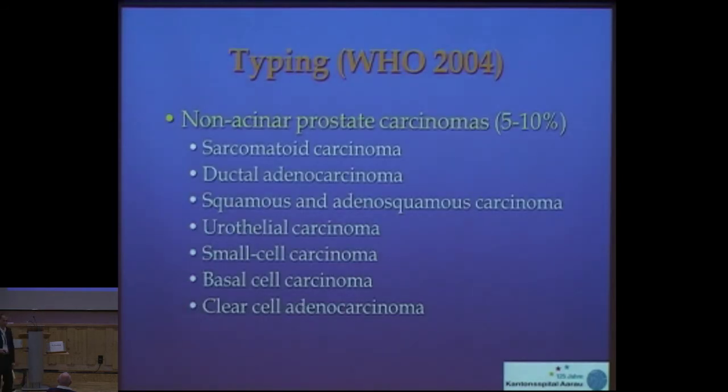So we also know non-acinar adenocarcinomas that occur in 5 to 10%. Which is pretty low, but still it's there. And we see the mixed tumors, the sarcomatoid carcinomas, the ductal adenocarcinomas, which you are pretty familiar with. We have also squamous and mixed adenosquamous carcinomas, of course infiltrating or primary urothelial carcinomas, also the rare small cell and basal cell carcinomas, and also clear cell adenocarcinomas.